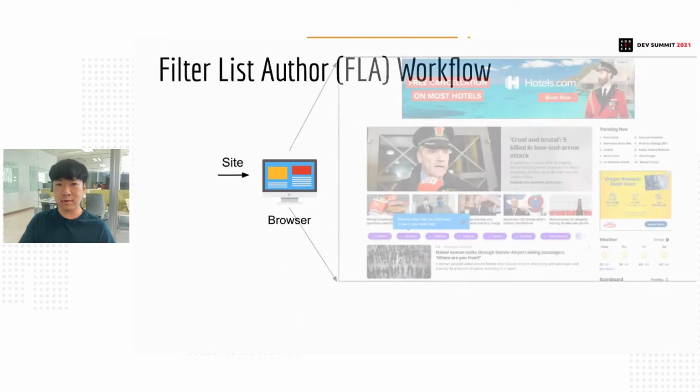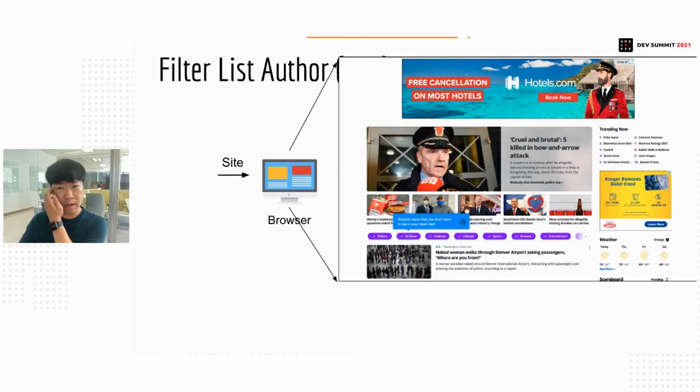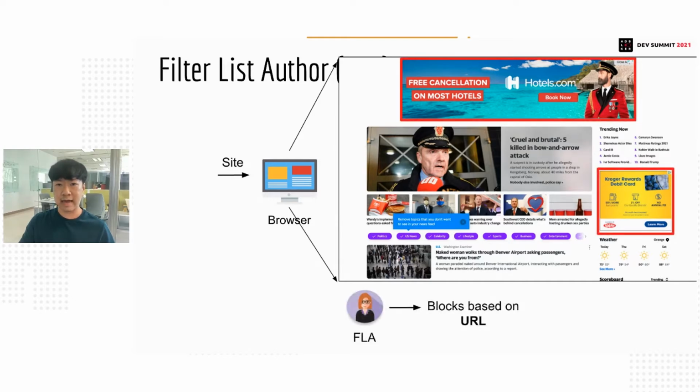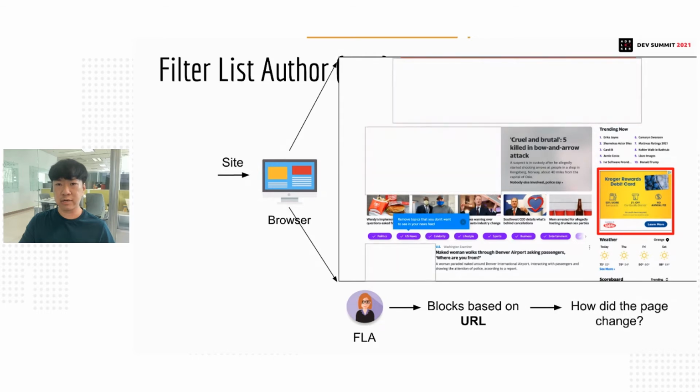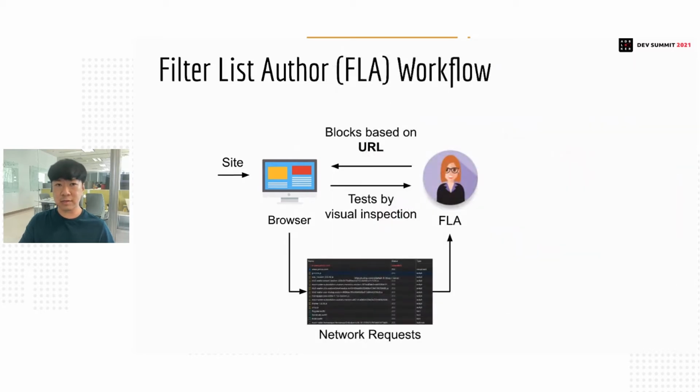So for example, given a site here, they'll look at the site without blocking anything, and then to identify ad locations and where certain images and text are. And then they'll block the URL, and then they'll look at how did the page change. So here you can see that there's still one ad being served, and then there's a few images that are missing that should not be blocked. So they'll have to do this iteratively until they identify all requests to block.